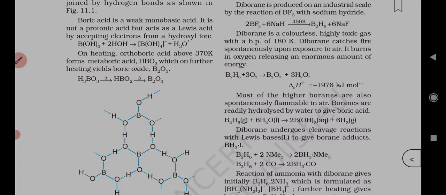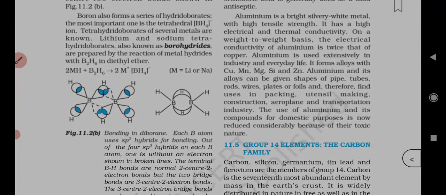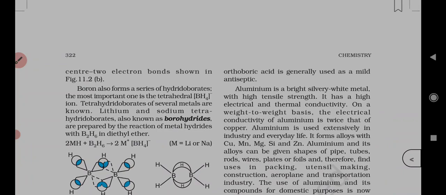So one thing you need to remember is that diborane has 3 centered 2 electron bonds. One more thing is that in diborane 6 atoms are in the plane: 4 terminal hydrogens and 2 boron atoms. And which ones are not in the plane? 2 hydrogens. Right. So these 2 hydrogens, one hydrogen and the orbitals of 2 borons, form the BHB bond.